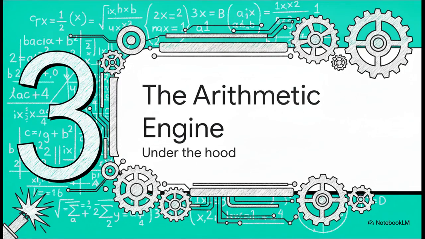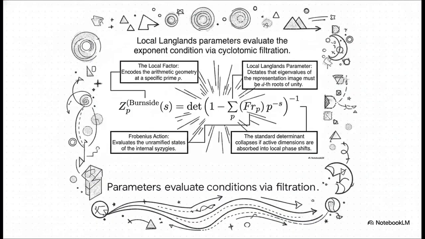Section 3. The arithmetic engine. The absolutely crucial point here is how we handle the exponent condition without losing all that precious non-abelian information. We evaluate it under local Langlands parameters at specific primes. Focusing on the local factor equation here, the parameter essentially dictates that the eigenvalues of the representation image must be d-roots of unity.